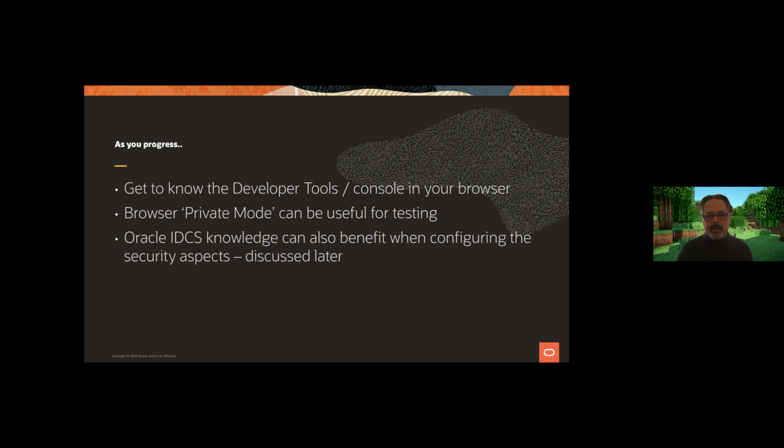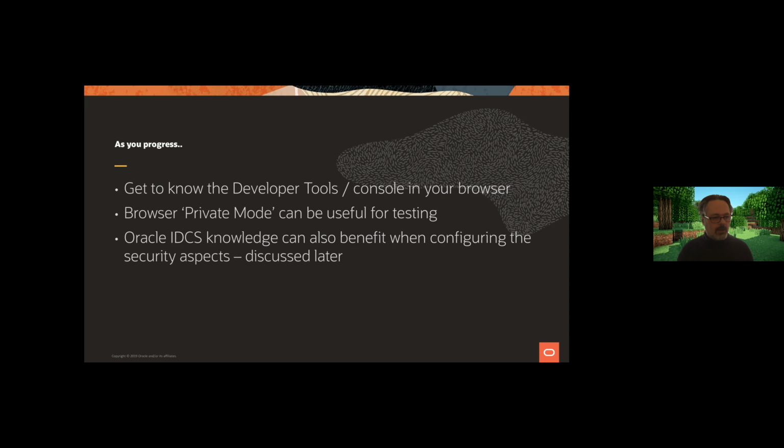troubleshooting. Also, the private mode can be useful for testing on your browser. That will give you a clean environment where you may not have any cookies left over from an existing Oracle Analytics session that's running on that browser. So that can be good just to open up a private mode browser for quick testing. And knowledge of Oracle IDCS can then also become useful when configuring some of the security aspects. We'll talk a bit more about this later, but depending on how you've chosen to do authentication into Oracle Analytics, you may need some kind of knowledge about token-based authentication.